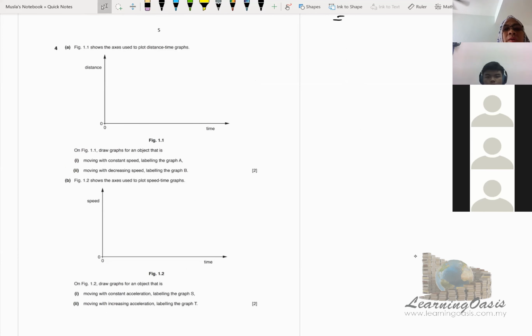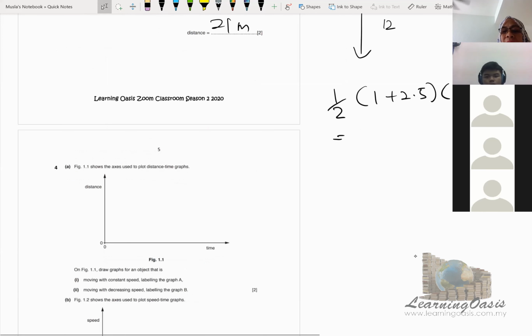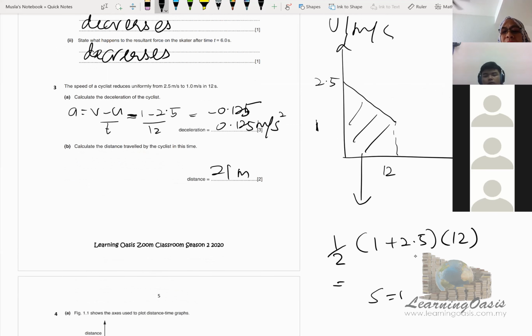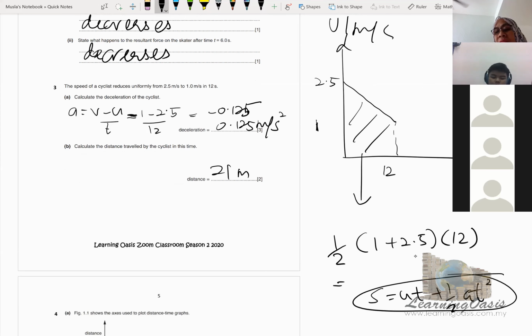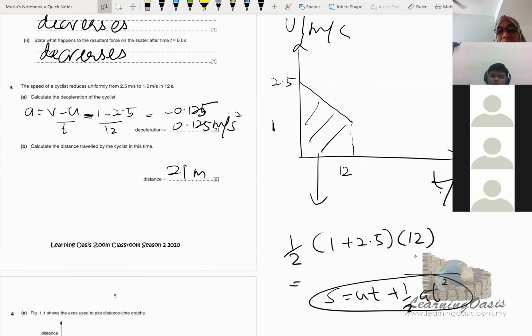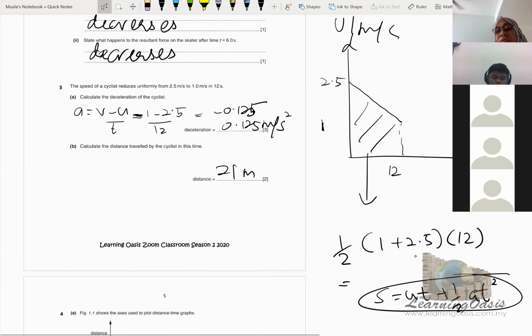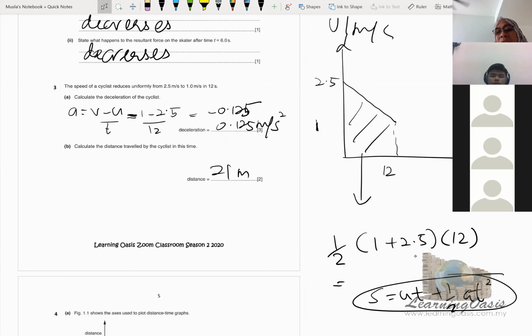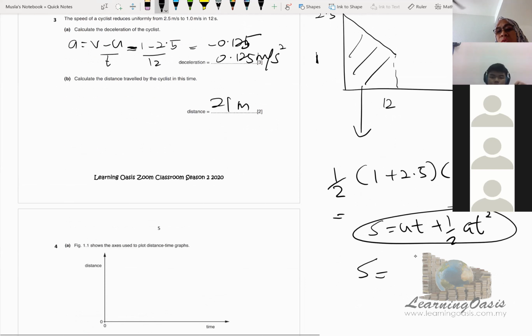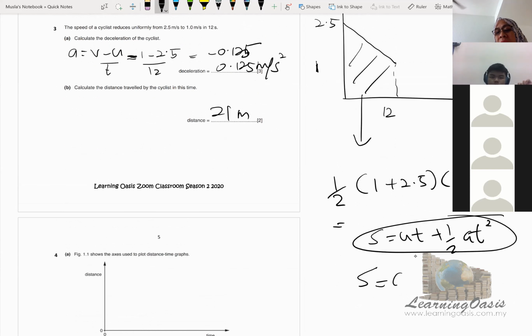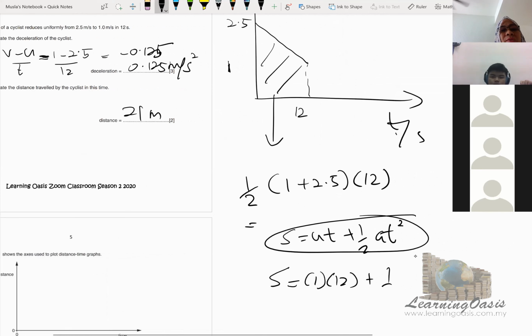Sir, can't use the formula from before? The s equals one? I have no idea, never heard of that. But in O level, if you use it, it's fine, but generally O level students don't do this. They're not exposed to this formula yet. You can use this: s equals to ut, u is 1, right, times 12, plus half a, acceleration is negative 0.125, times t squared, 12 squared.